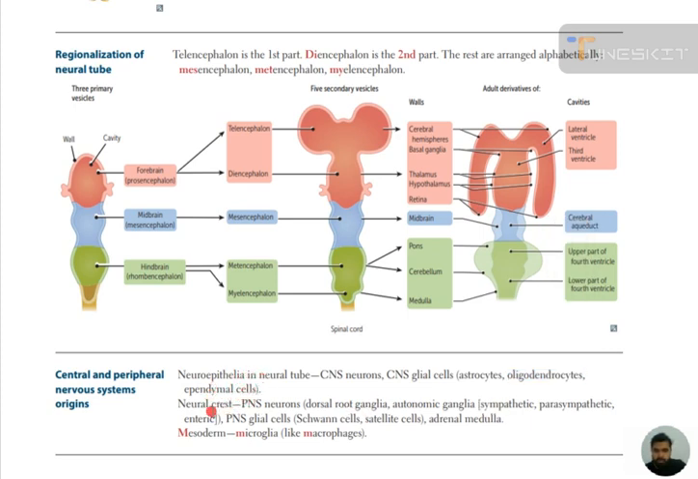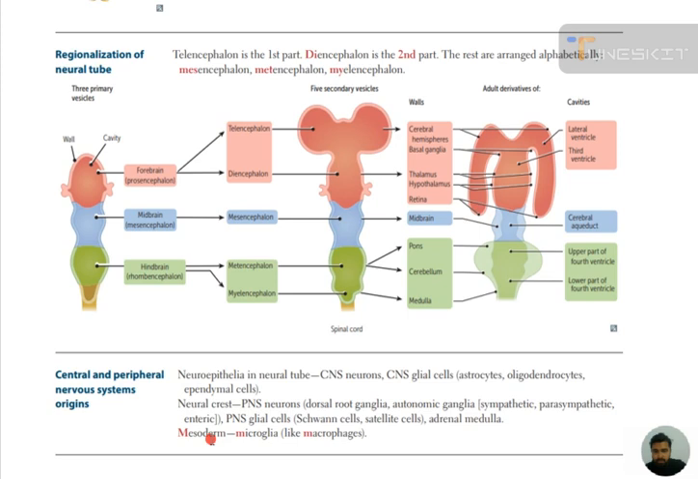The neural crest cells, which are the second part of the neural plate, form the peripheral nervous system, which has subtypes: the dorsal root ganglia and the autonomic ganglia. The autonomic ganglia have subcategories: sympathetic, parasympathetic, and enteric. The PNS has its own glial cells: the Schwann cells and satellite cells, which form the neural sheath. The adrenal medulla is also a part of the peripheral nervous system.